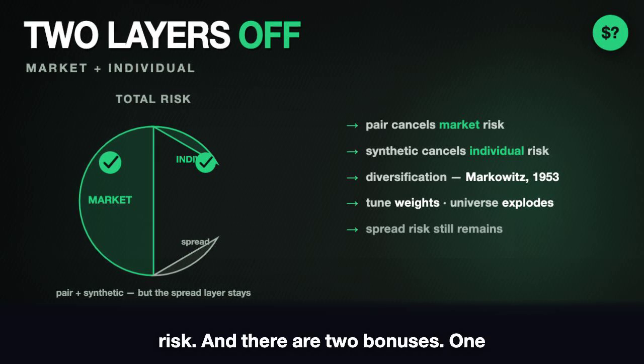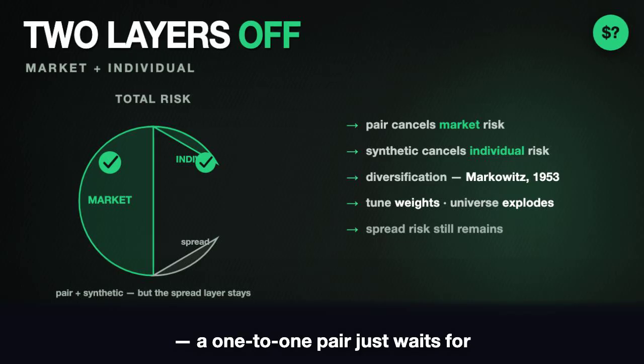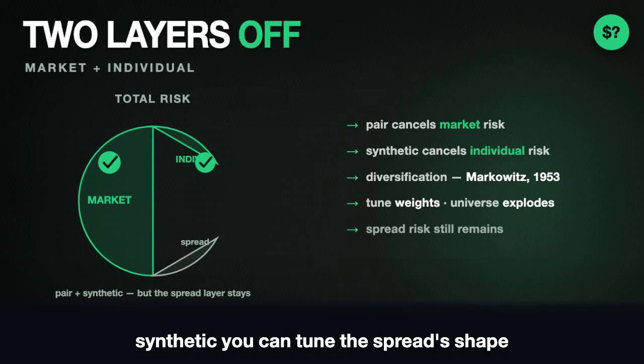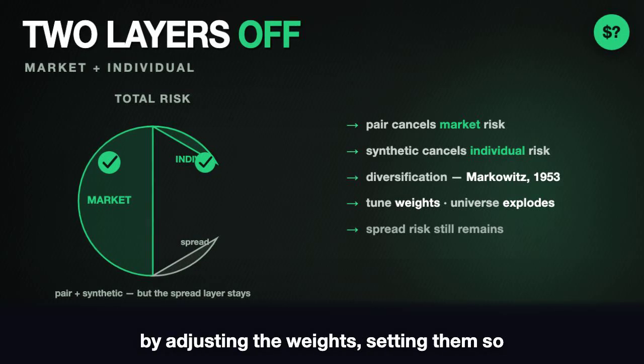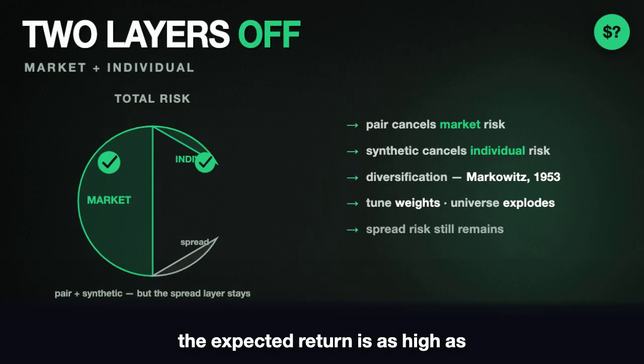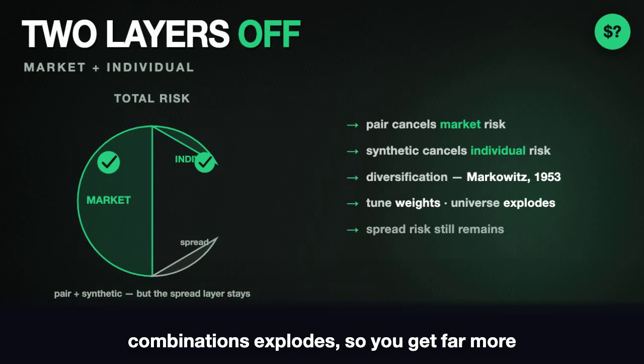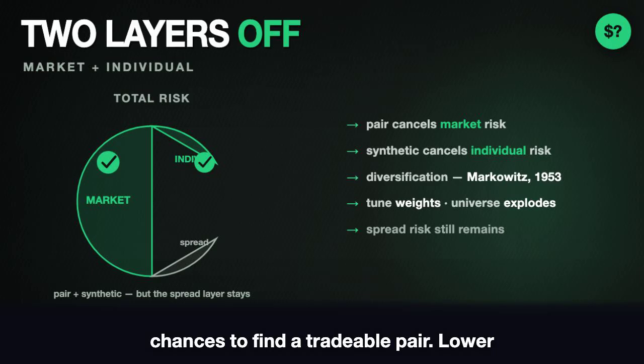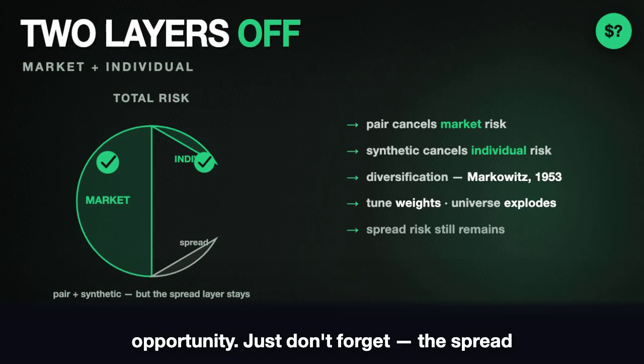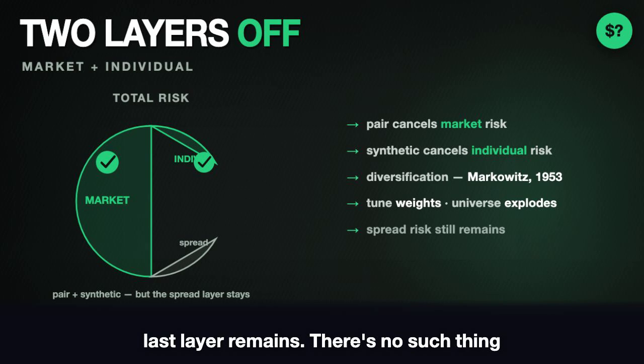And there are two bonuses. One, a one-to-one pair just waits for the spread to fall, but with a synthetic, you can tune the spread's shape by adjusting the weights, setting them so the expected return is as high as possible. Two, the number of possible combinations explodes, so you get far more chances to find a tradable pair. Lower risk, return held, or even higher, more opportunity. Just don't forget, the spread can still break on its own. That last layer remains. There's no such thing as risk-free.